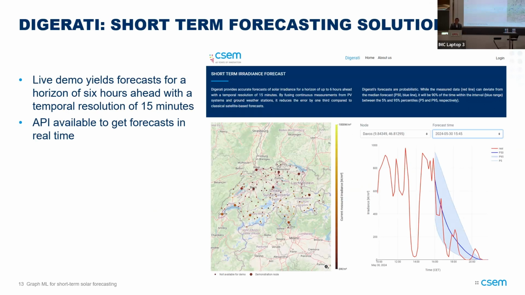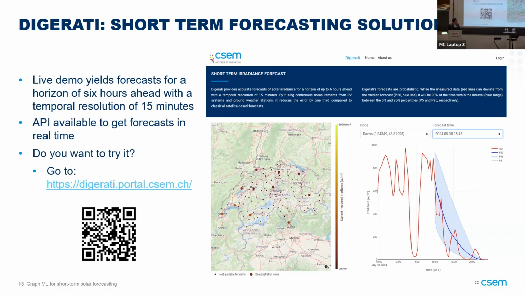Now, we have a live demonstrator that is running live. This demo produces forecasts every 15 minutes for a 6 hours ahead horizon. Of course, in the demo, we have only a limited set of nodes in Switzerland. If you want to try it, you can scan the QR code or go to this address, and you can play with the system.